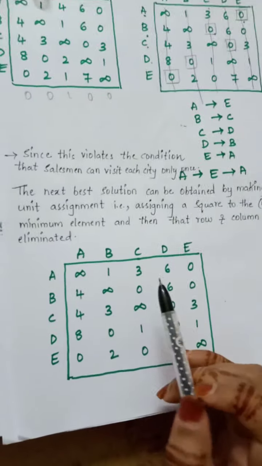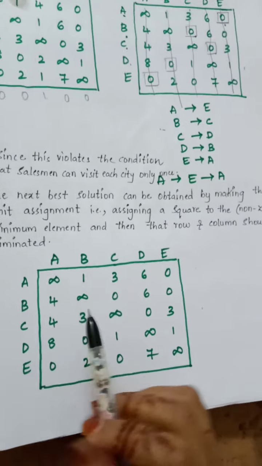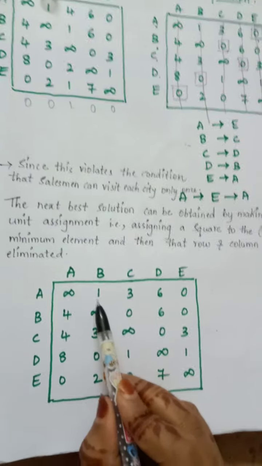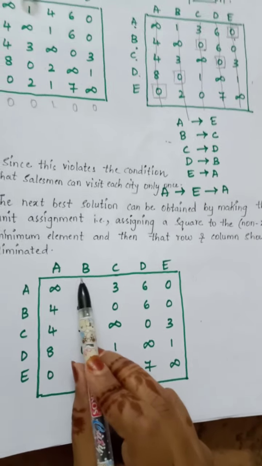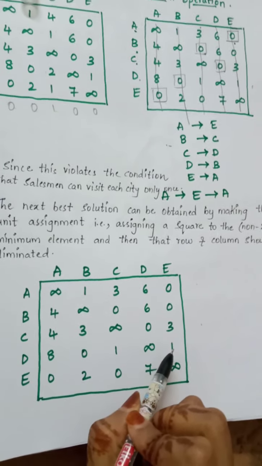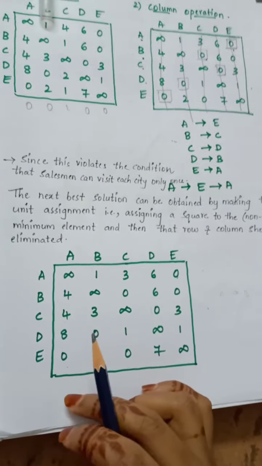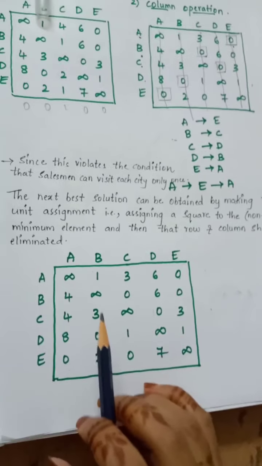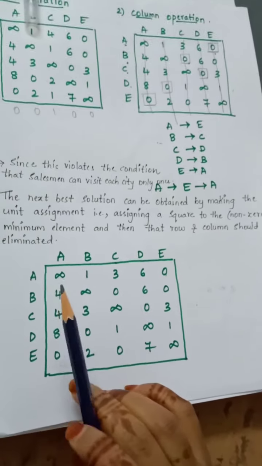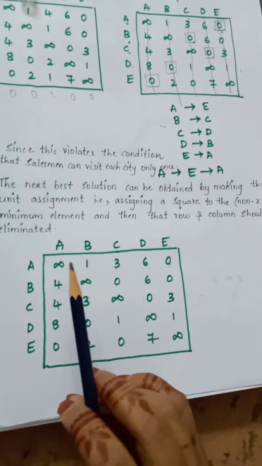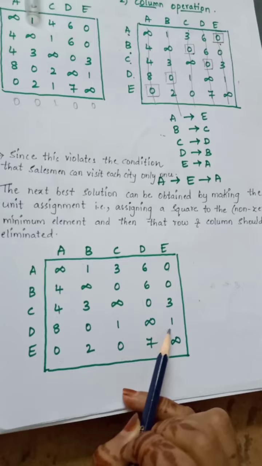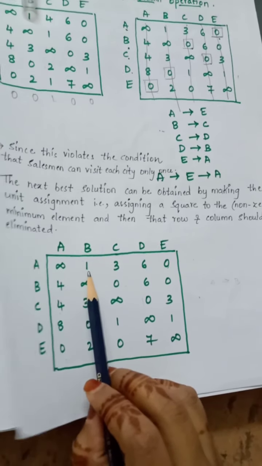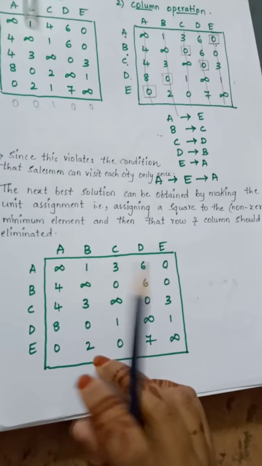I have written the same matrix here to get the sequence. In this matrix, what is the minimum non-zero element here? It is 1. How many 1s are there students? 1, 2, 3. I can assign a square mark to these non-zero elements. Clear everyone? So I can do the unit assignment here. I can give a square mark to the non-zero minimum element. Here the non-zero minimum element is 1, and in 3 places there is 1. So I can give a square mark to this 1 value. This is known as unit assignment.